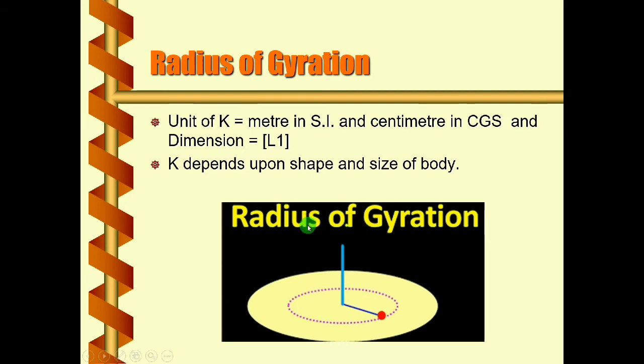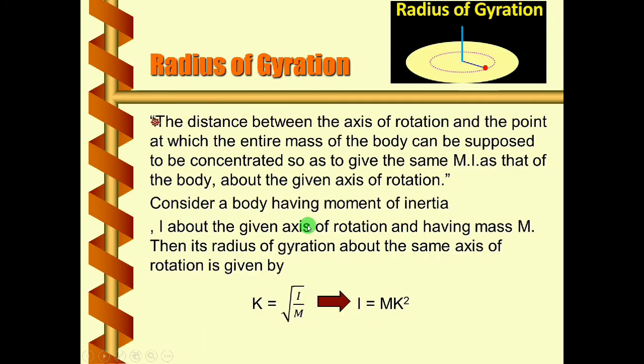radius of gyration. Okay, what we are doing here, when we define radius of gyration of any body or object which is rotating, moment of inertia about any given axis of rotation is defined as the distance between the axis of rotation and the point at which the whole mass of the body is supposed to be concentrated. This point is nothing but the center of mass, we already know. The point at which we consider mass to be concentrated is known as the center of mass. So the distance between the axis of rotation and the center of mass is nothing but the radius of gyration.